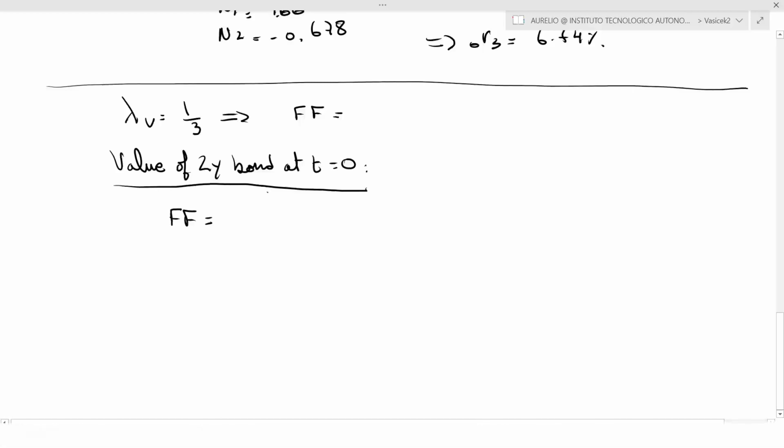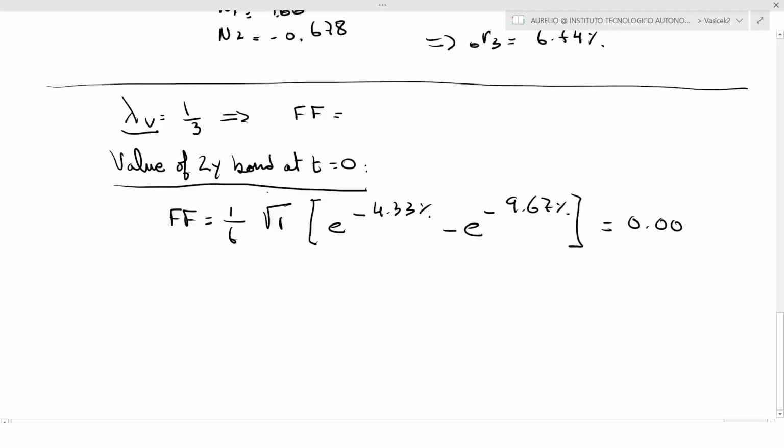Now, we're going to assume that the market price of risk for Vasicek is going to be equal to 1/3. And now we're going to value again this 2-year bond at t equals 0. But first we have to compute the Fudge factor. So Fudge factor is going to be 1/6. So it's 1/3 over 2, square root of 1, since h is equal to 1. And then e to the minus 4.33% minus e to the minus 9.67%. And this is going to be equal to 0.0083.